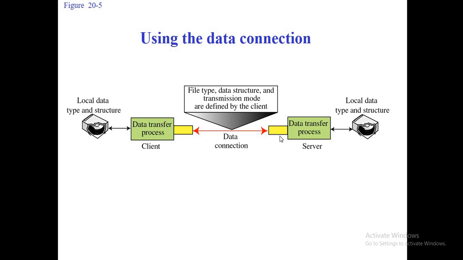Here we can see there is a data connection between the client and the server. What do the client and the server exchange? They exchange the file type, the data structure, and the transmission mode, all of which are defined by the client. That is, what type of data the client supports, what kind of data structure the client supports, and what transmission mode the client supports. All these are exchanged between the client and the server. They negotiate about all this information.